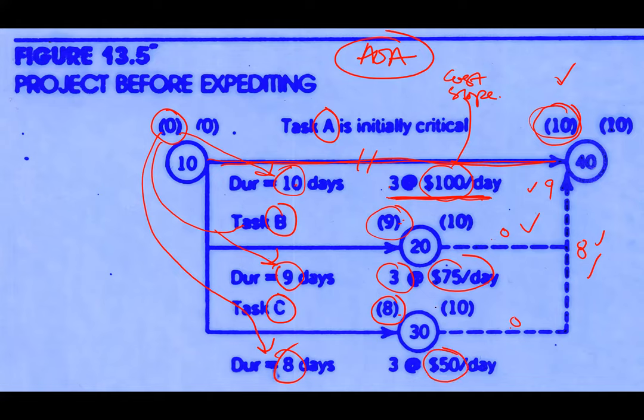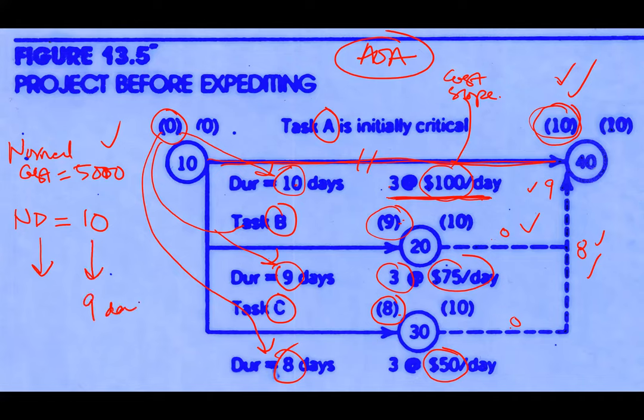Okay, now let's go for the first one. Remember, let's say the normal cost for this project is 5,000, given 5,000. And what could be the normal duration? Normal duration is 10 days based on our calculation here. Now, let's assume for the first step, or first cycle, I want to reduce the duration of the project from 10 days into 9 days. What could be the cost? That is the exercise.